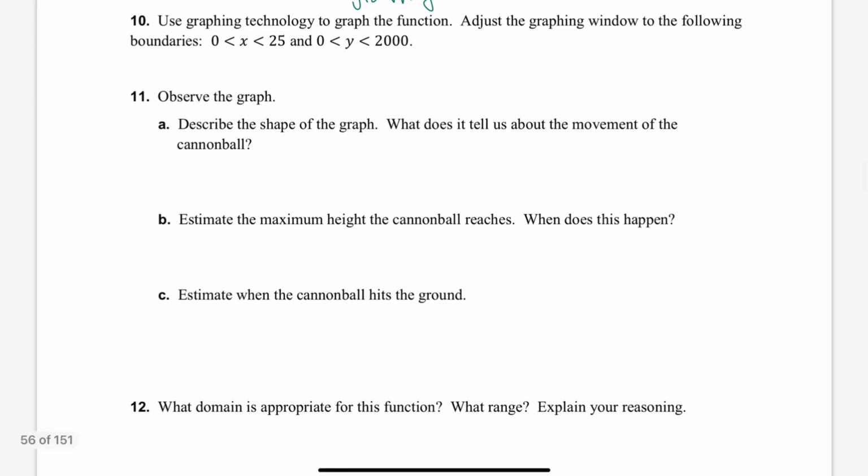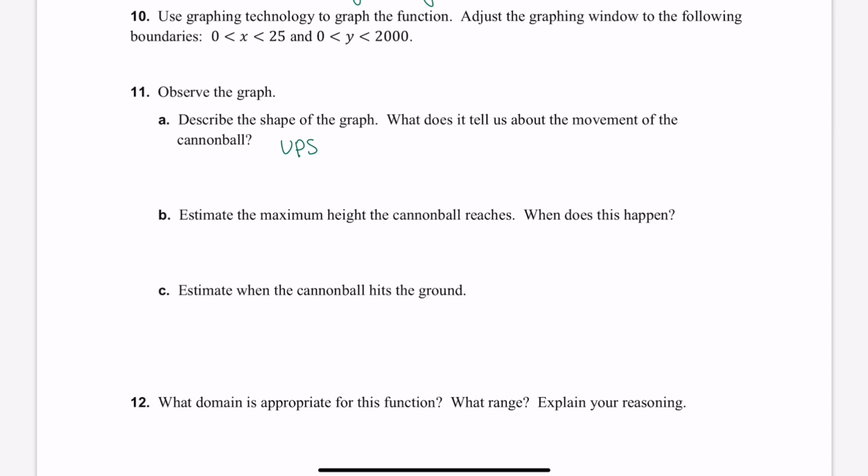Okay, so the graph looks like an upside down U. And it goes up, the graph goes up, and then comes back down again.